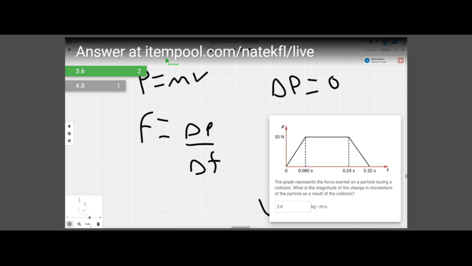So this one was 3.6 kilogram meters per second. Can anyone who got 3.6 explain why it's 3.6? Yes, it's just the area.